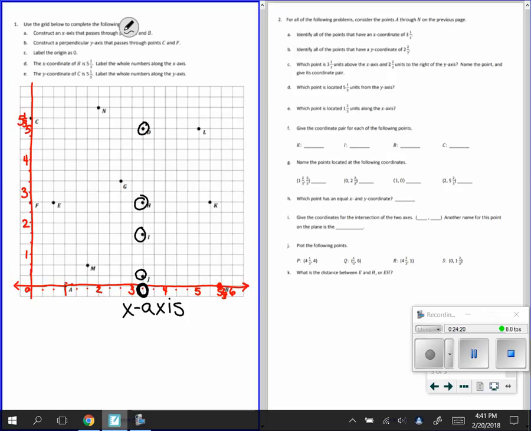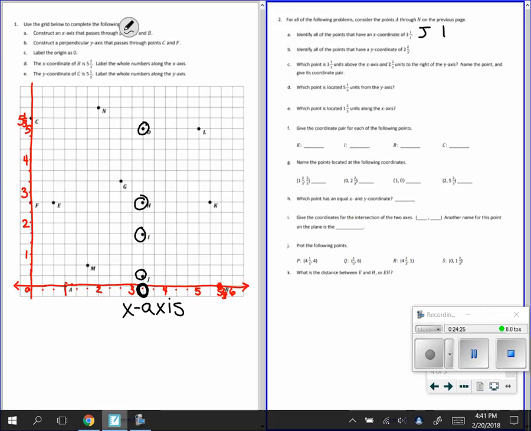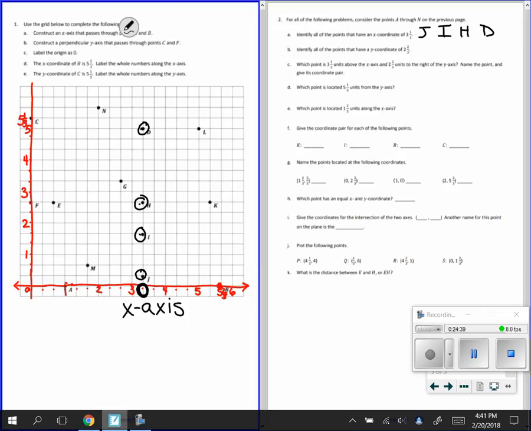So you should have written J, I, H, and D. Because that was everything that was here on this line, that if I went up that line right there, that would be it, on that line of 3 1/3.